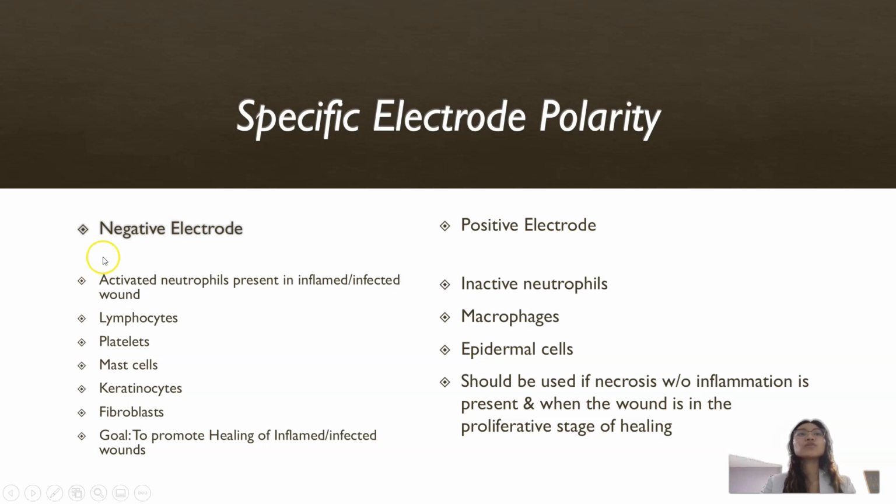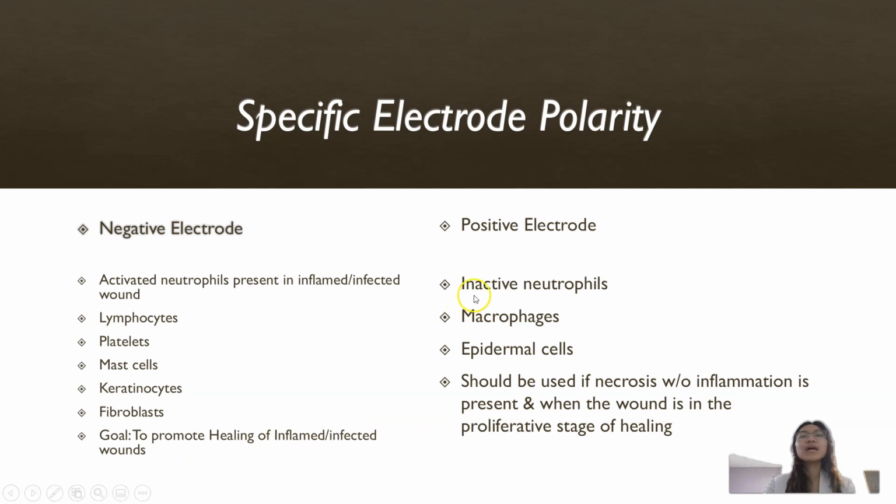Okay? So, we make use of negative, yung negative electrode, no? It attracts activated neutrophils present in inflamed or infected wound. So, if it's in inflammatory phase or infected yung wound, we make use of the negative electrode. Okay? It also attracts lymphocytes, platelets, mast cells, keratinocytes, fibroblasts. So, the goal of using the negative electrode is to promote healing of inflamed or infected wounds.